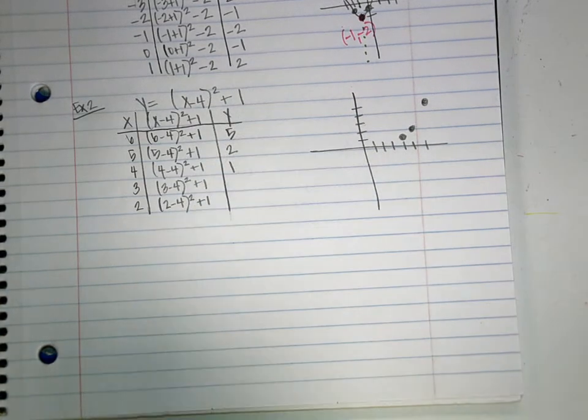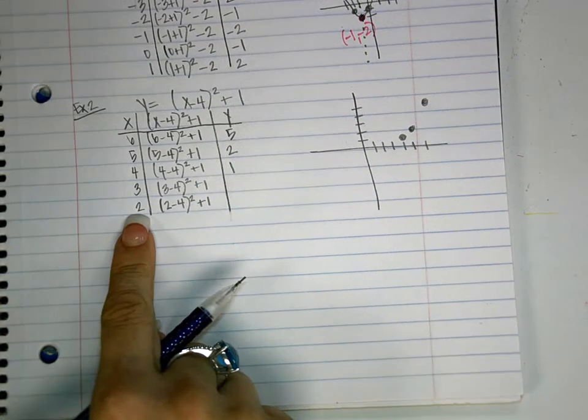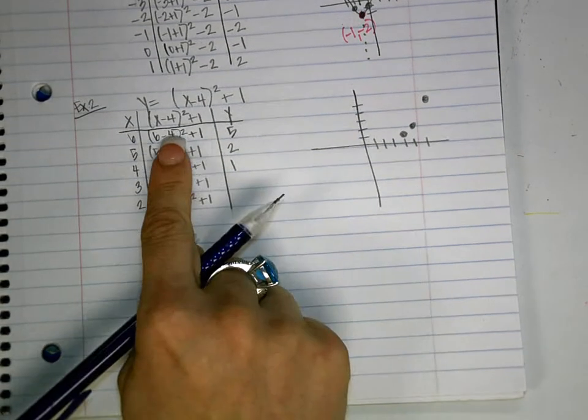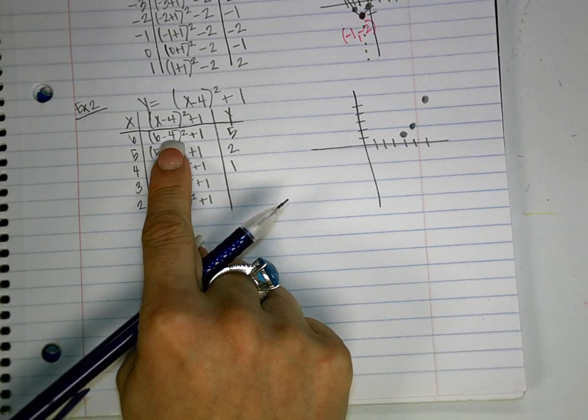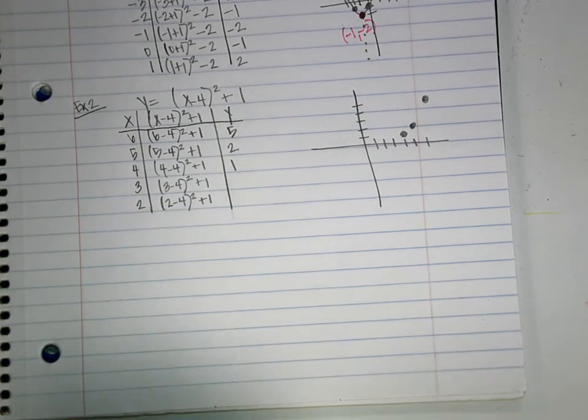Wait, how'd you get the 5? These numbers? No, up there. No, on y? 6 minus 4 is 2. 2 squared is 4. 4 plus 1 is 5. Okay, I worked it out.